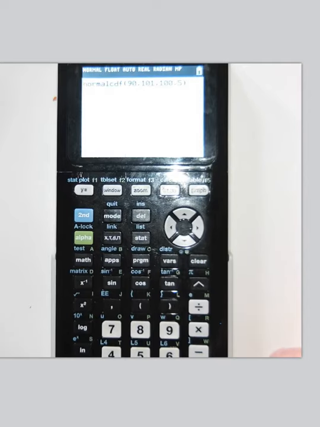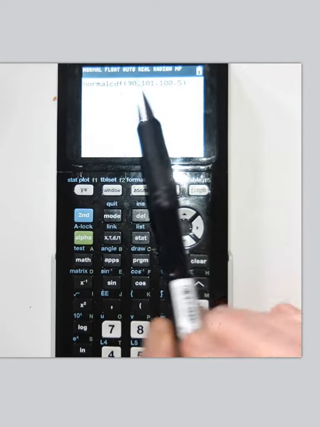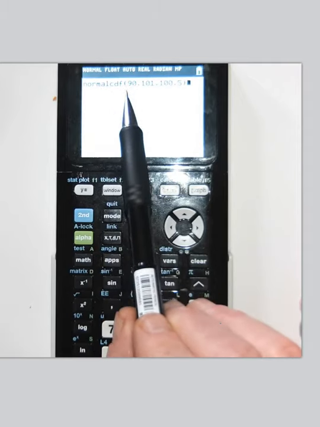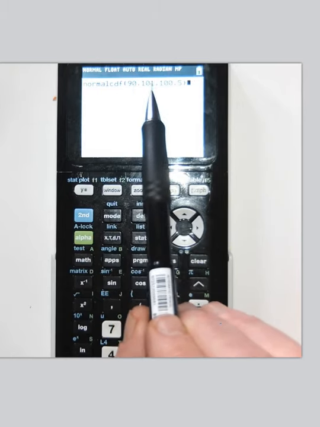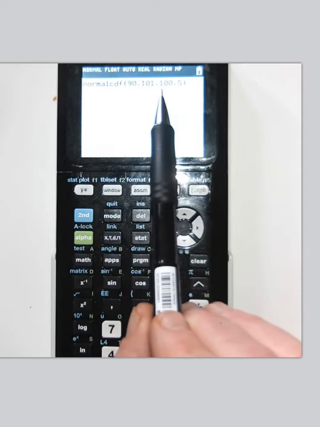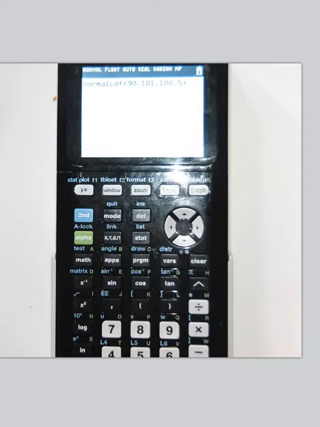Then you hit paste. Especially if you have an older calculator, notice the syntax. If it didn't give you a menu, just type this and add a parenthesis. You type the lower bound of your probability, the upper bound of your probability, the mean, and the standard deviation. Like that. Then you hit enter, and there's your probability. Make sure you realize what that's given you. That's given you that the probability that x is between 90 and 101 is about 55.7%.